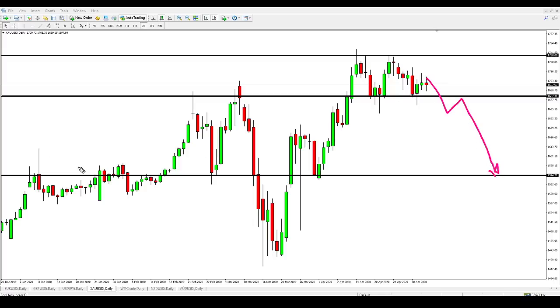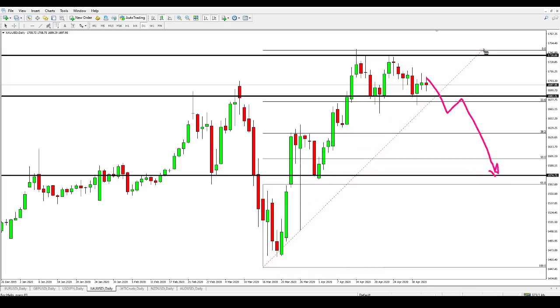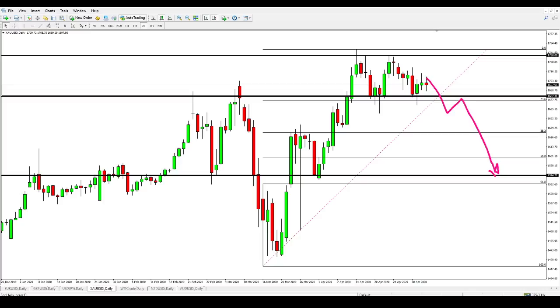From there, I like the idea of looking for a pullback here to this level, which also combines nicely with the 61.8, I believe, or close to it, right? You can see there's the 61.8. So we have this general area of support that may make for a decent trade. So that's just a personal trade that I'm looking for to see if we can get that.